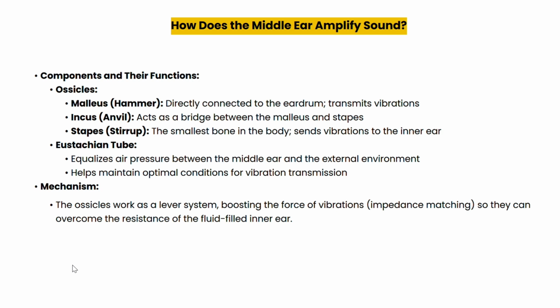This lever action amplifies the sound energy so that it can effectively move through the denser, fluid-filled environment of the inner ear. Additionally, the eustachian tube balances air pressure, ensuring that these delicate vibrations are transmitted under optimal conditions.